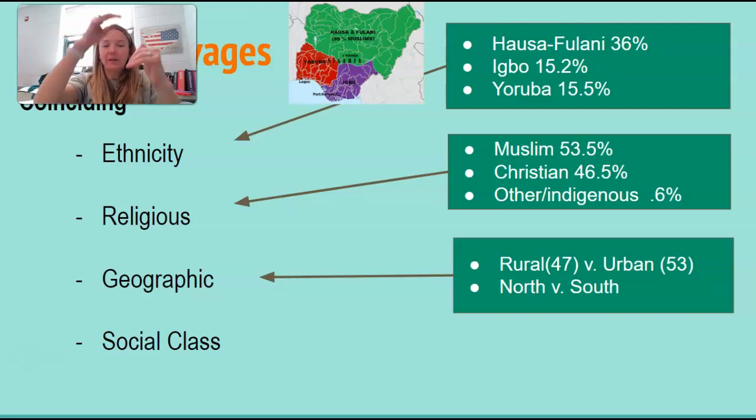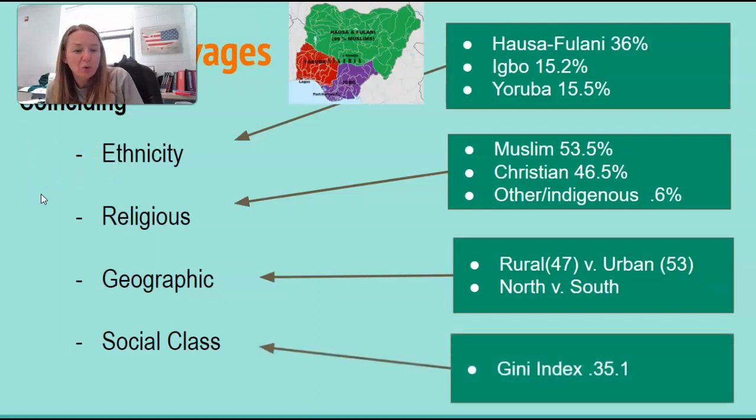And then obviously you've got this north-south split, which we have talked about quite a bit. The last one we have here is social class. The Gini index is 0.351. That weird period is there. Remember, the closer to zero you get, the more evenly distributed the wealth is within a country.